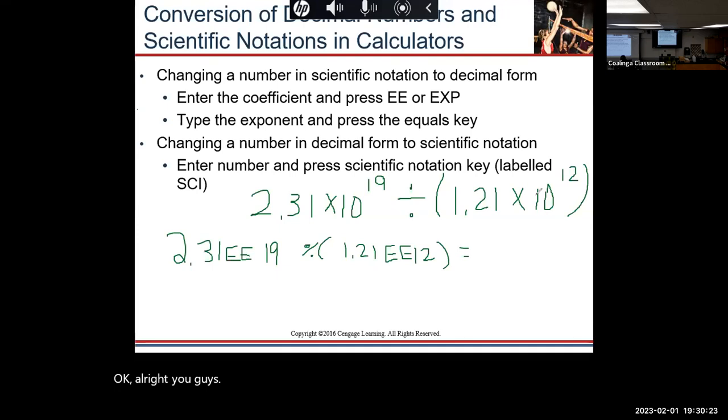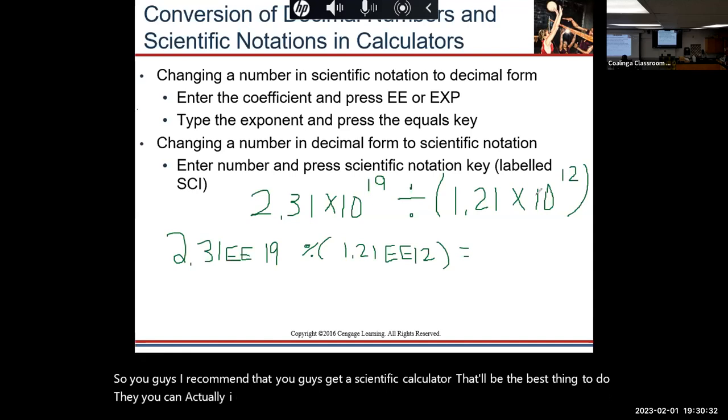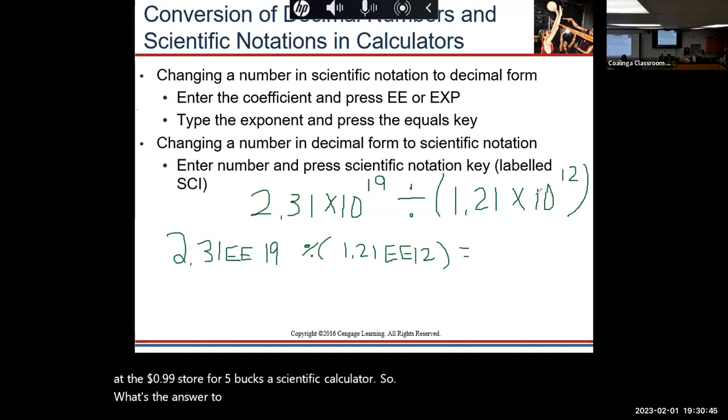So you guys, I recommend that you get a scientific calculator. That'll be the best thing to do. Apparently at Harnell, you can get one for $14 at the bookstore. You can get them at the 99 cent store for $5. Scientific calculator. Because we're all getting different answers.